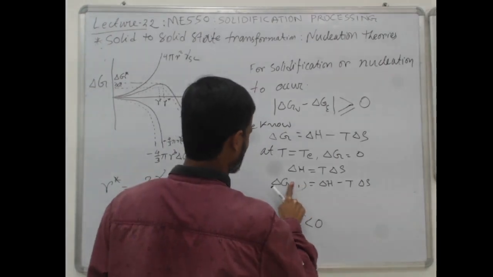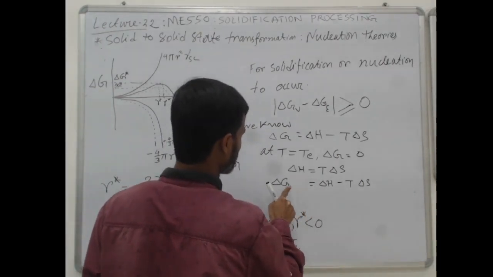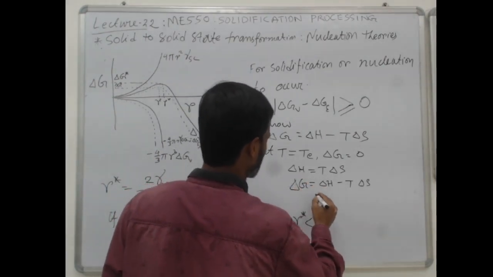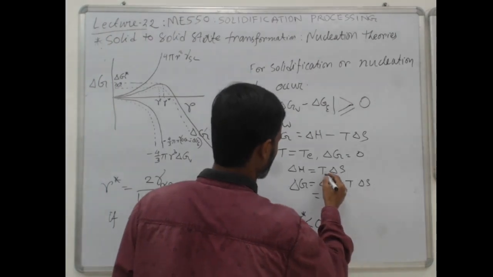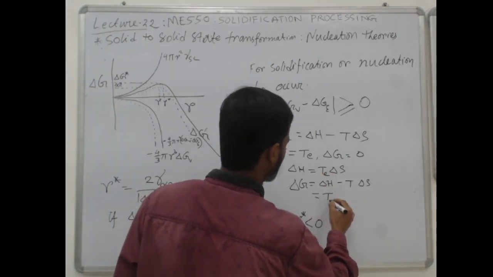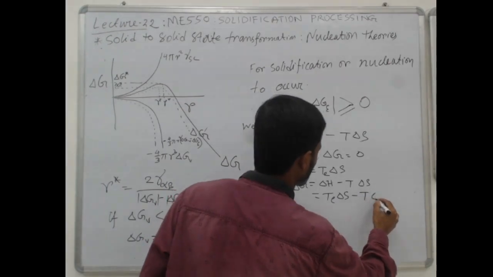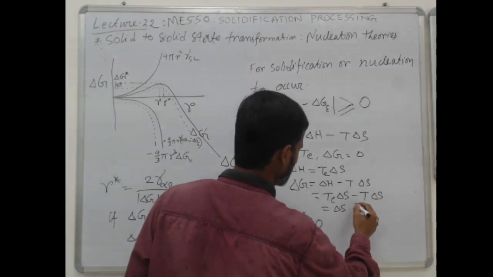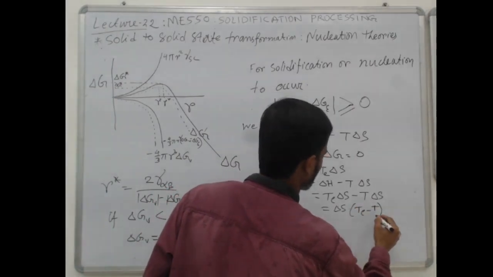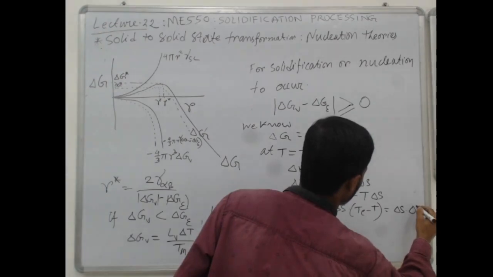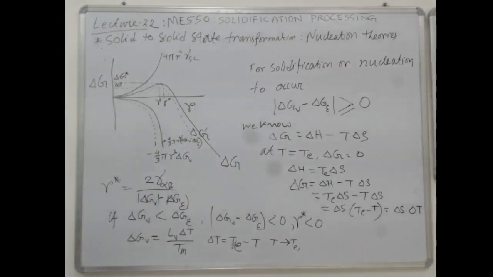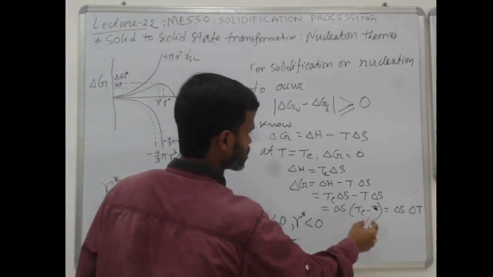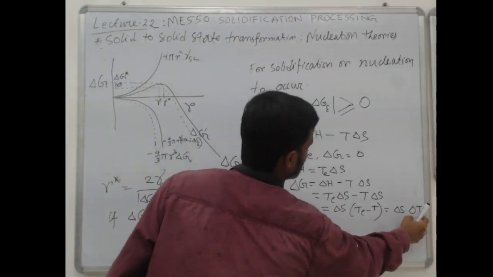Let us remove this, it is not necessary. At any temperature, delta G will be, if you put delta H in this, T E delta S minus T delta S, which is delta S into T E minus T. So this is delta S into delta T. This free energy change is equal to the entropy change times the undercooling.